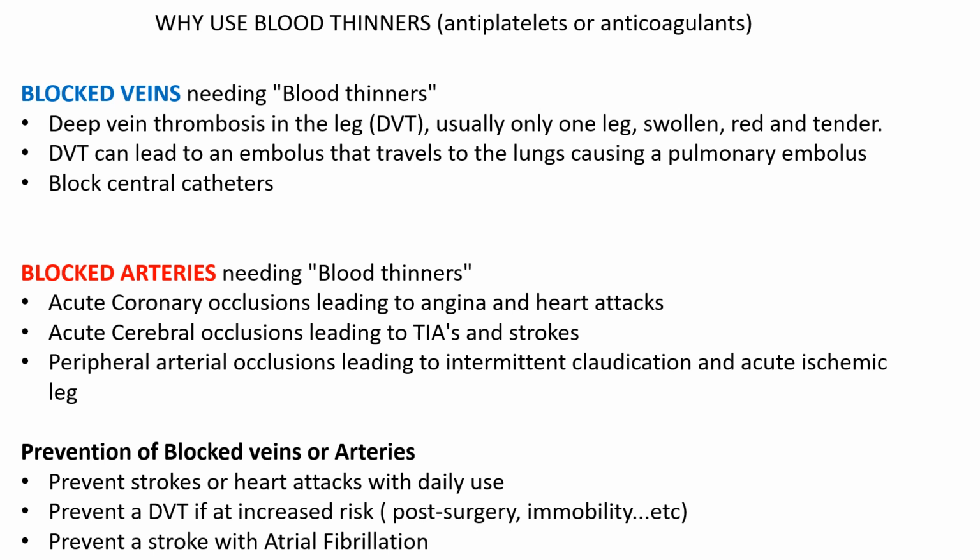Sometimes we'll use blood thinners to try and open up a blocked catheter that we're using, say for chemotherapy. The end that's within the patient gets clotted with blood, and we can no longer use the catheter, and sometimes we'll put a bit of a blood thinner into the catheter to try and break up the clot. But definitely the more common reason for using it is a blocked vein, such as a deep vein thrombosis or a pulmonary embolus. Okay, so when we're talking about arteries now, why would we use blood thinners?